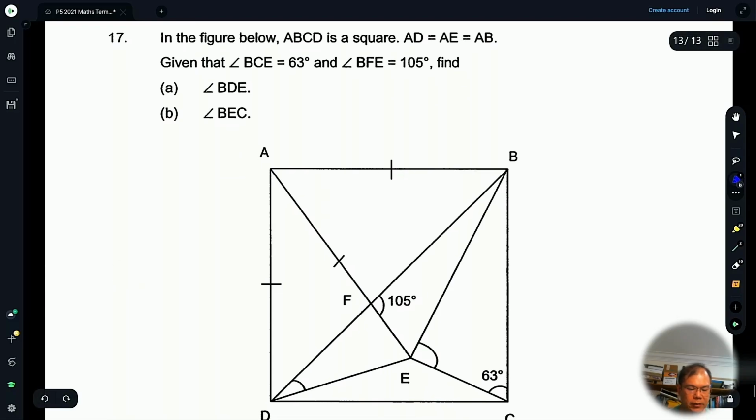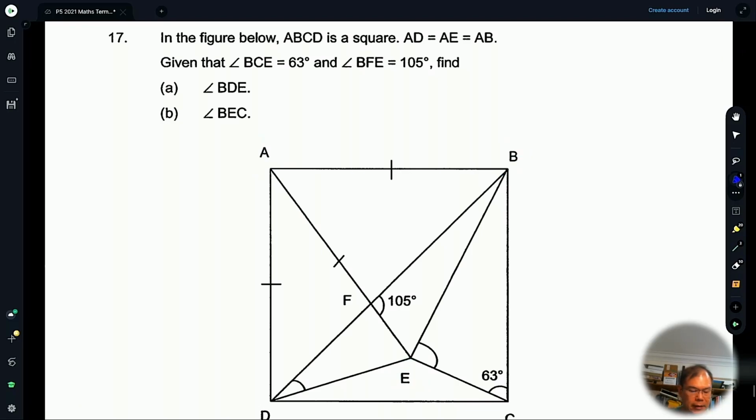Question 17. In this figure, you have a big square ABCD, and they tell you three of the lines AD, AE, and AB are equal in length, right? So that makes two isosceles triangles. Okay, there are two isosceles triangles, AED, that's one of them, and the other one will be AEB. So there are two isosceles triangles here, right?